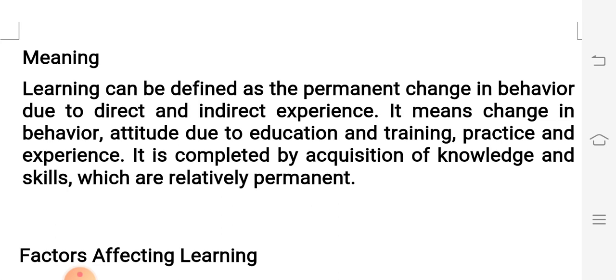So learning can be defined as a permanent change in behavior due to the effect of education, training, practice, and experience. Means first, what happens? You will be given education, then you will be trained, then you need to make regular practice of the same, and then once you have the experience of practicing the same, there will be a permanent change in your behavior, and that is called learning.